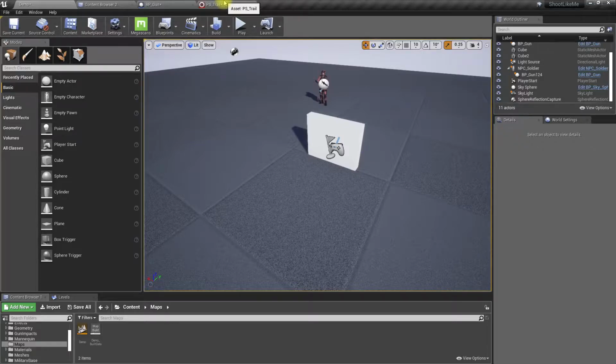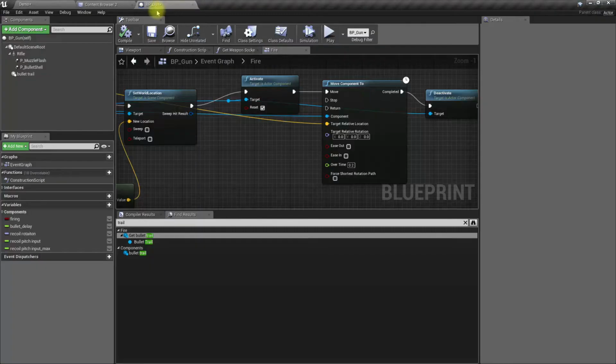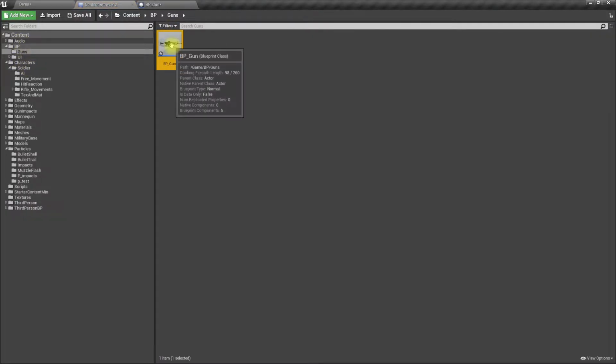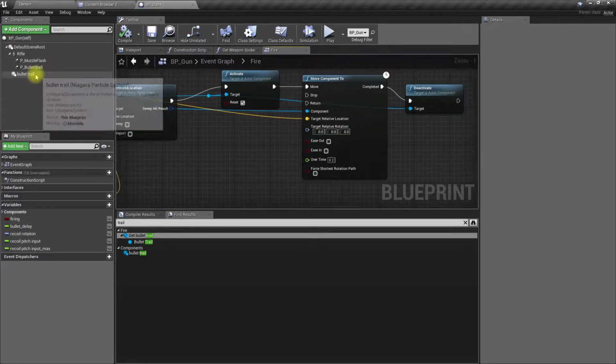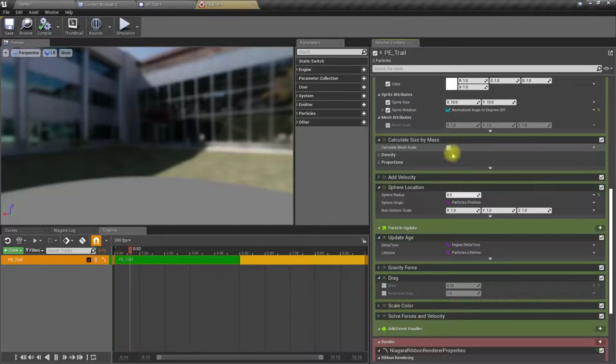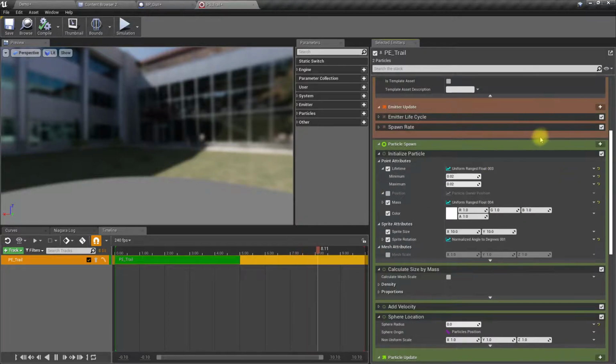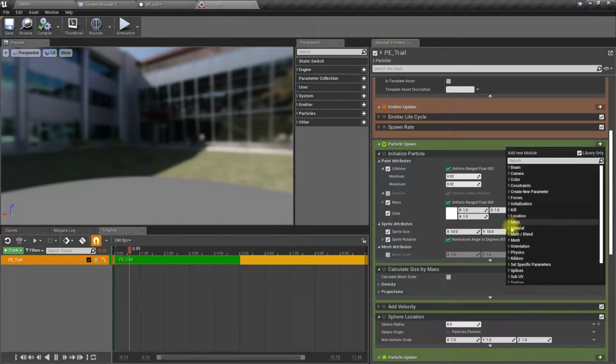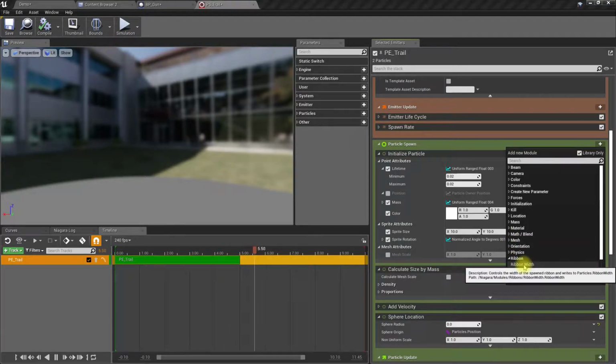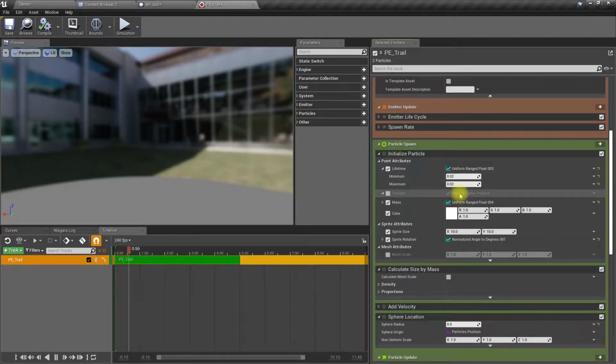So to fix that, this is the gun blueprint in the BP guns, and here I have this bullet trail Niagara system. So actually there is another parameter that I can add into this system. Under ribbon, we can add ribbon width, but actually the width is not the problem here. The problem is this lifetime.